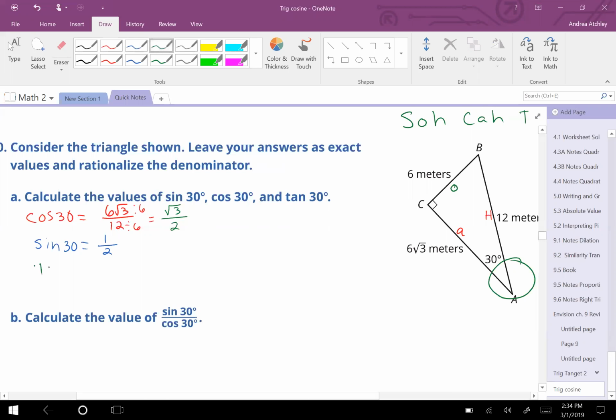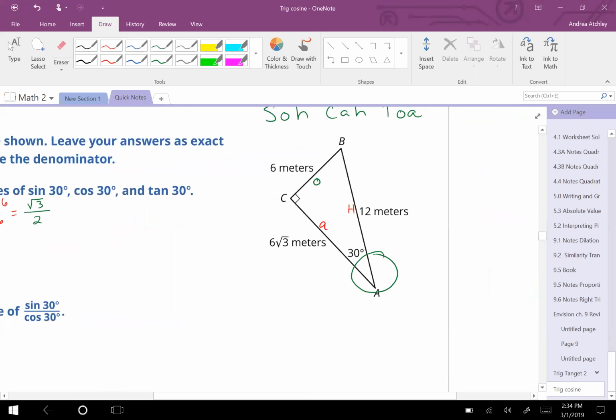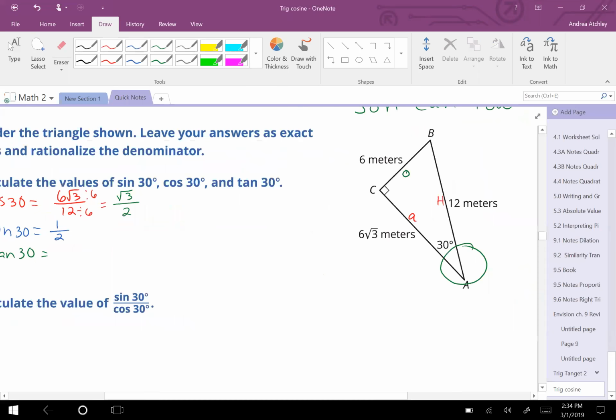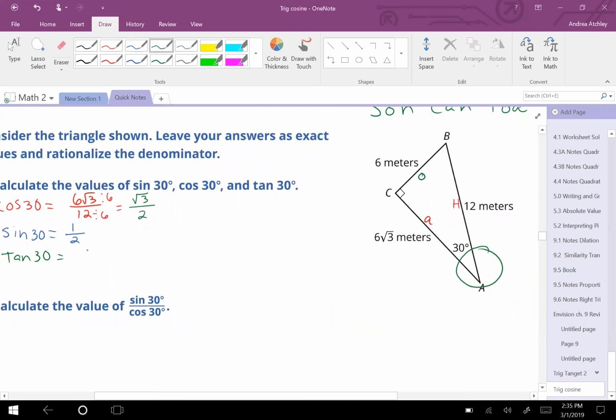Okay, Adele. What'd you get for tangent? Okay, so tangent is O over A. So what's the opposite side? What's the adjacent side? Okay, then when we reduce that, they can both be divided by 6. 6 divided by 6 is 1. And 6 radical 3 divided by 6 is just radical 3.